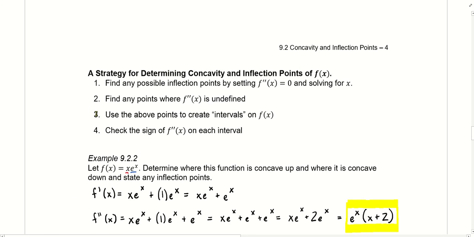Okay, now we start to get, again, kind of similar in terms of what we're doing with what we did with intervals of increase, decrease, and when we were using the first derivative test to determine local extrema. In step 3, we use the points that we found in steps 2 and 1 to create intervals on our function.